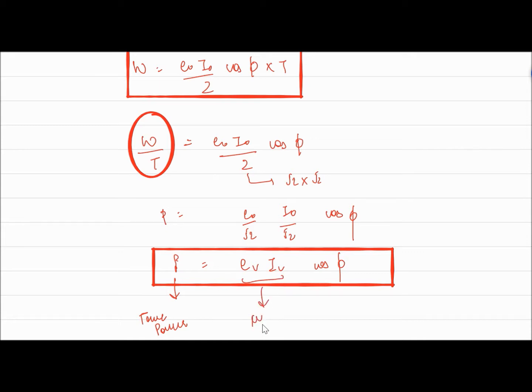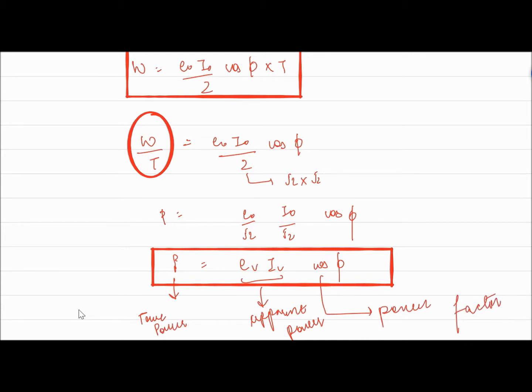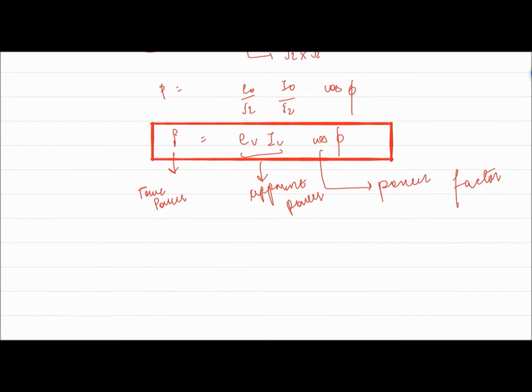This is the apparent power, and this is the power factor. So what does the formula become? True power is equal to apparent power into power factor, or we can write the power factor is equal to true power upon apparent power, if we want to find out the formula for power factor, that is cos phi.